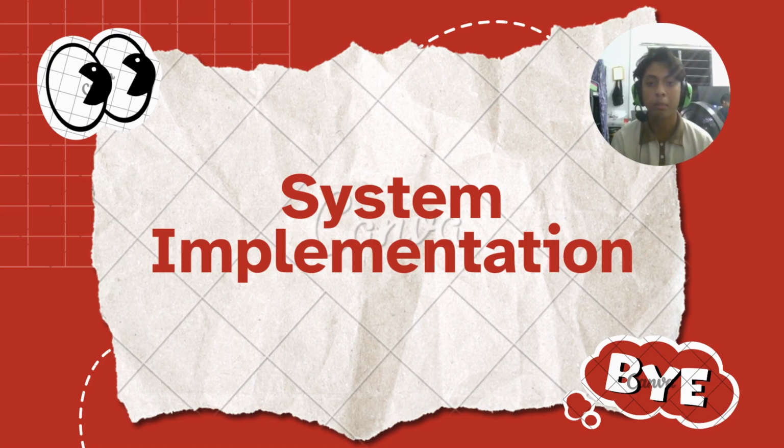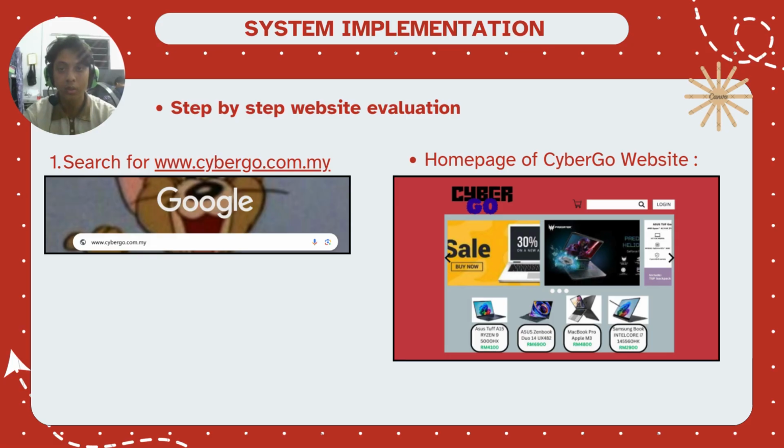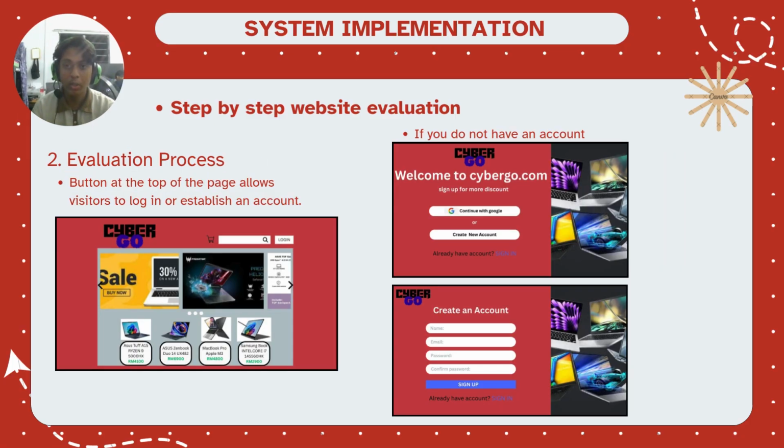Talk about system implementation, which is a step by step website verification. First, we need to search for our website, which is about CyberGo. So our website is www.cybergo.com.my. Then the homepage of the CyberGo website is displayed. There's a search bar, there's a login, there's a UI that displays. So this is the evaluation process.